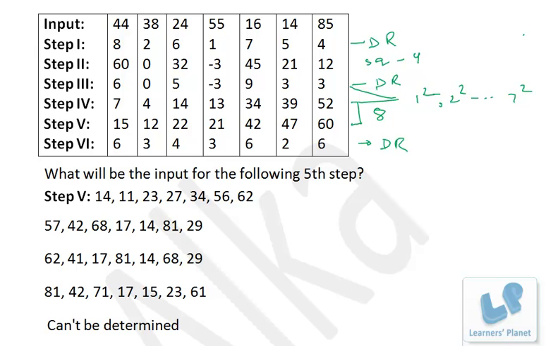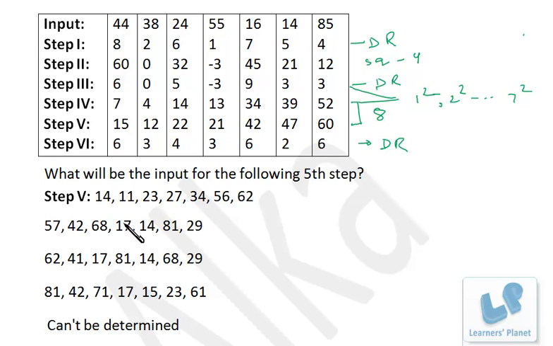Now friends, let's see this one. What will be the input for the following fifth step? 14, 11, 23, 27, 34, 56, 62. Now friends, there is a problem in this question because in this input and steps or output we are calculating digital root. Now digital root is actually what? The sum of digits, right? Suppose we have 38 over here, the sum of digits is 2. Instead of 38, if it would have been 11, then also the answer would be 2. Instead of that 20, then also it's 2.